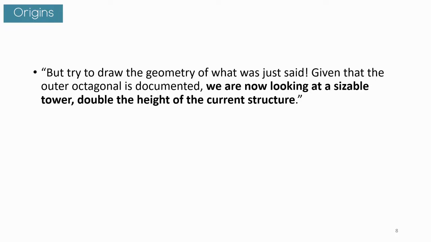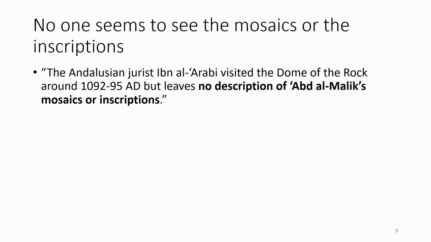And AJ Deus goes on to say, but try to draw the geometry of what was just said. Given that the outer octagonal is documented, we are now looking at a sizable tower, double the height of the current structure. No one seems to see the mosaics or the inscriptions.